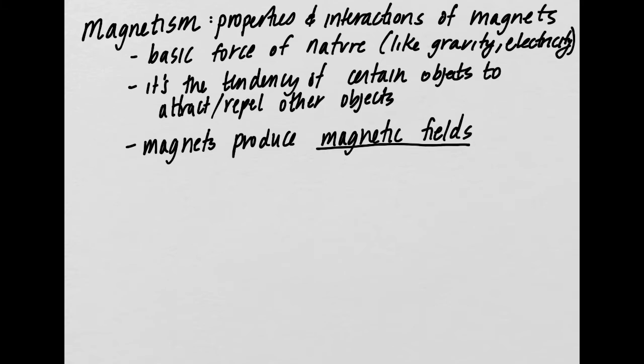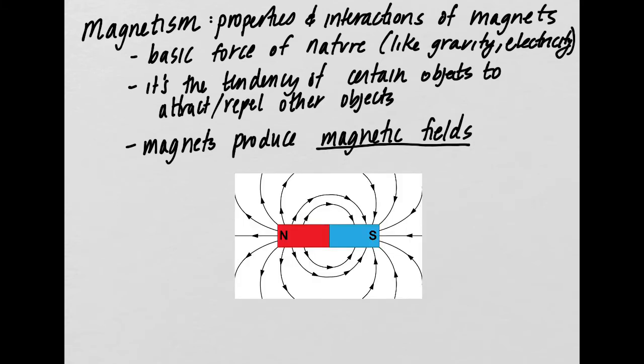A big idea associated with a magnetic field is proximity. Proximity means closeness. So if we have a magnet with a magnetic field like this, as we get farther away from the magnet, we feel less force from the magnet, right?